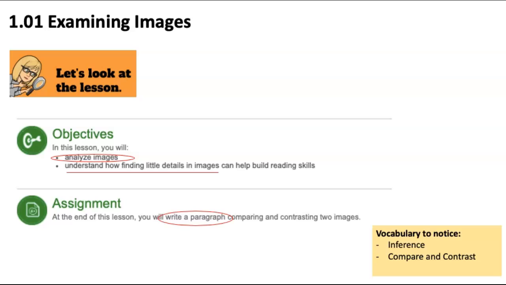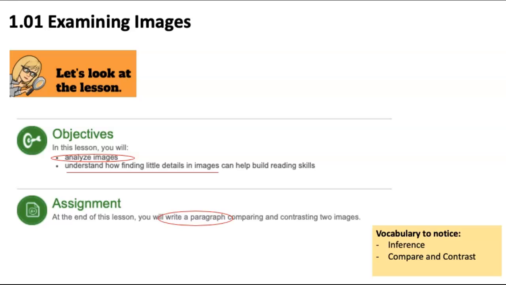And it can include things like explanations, informational reports, procedures, recounts, maps, websites, biographies, and news articles.